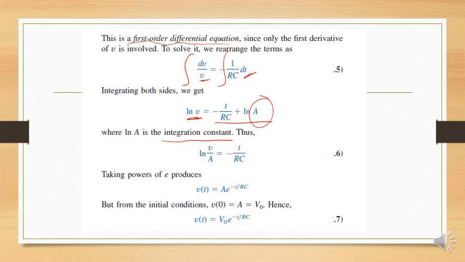Now again rearranging, ln V over A, taking this A over here, is equal to minus t over RC. Now if we take the exponential, as we know that ln can be easily cancelled out by using the exponential e, we get V of t over A is equal to e raised to the power minus t over RC. What is A? A is a constant value, and we are saying that this A is equal to V of 0, V at the initial state, which in our case was V naught.